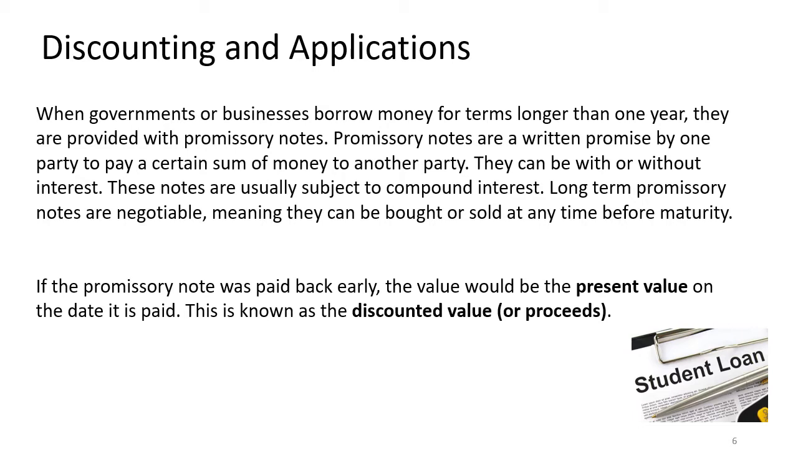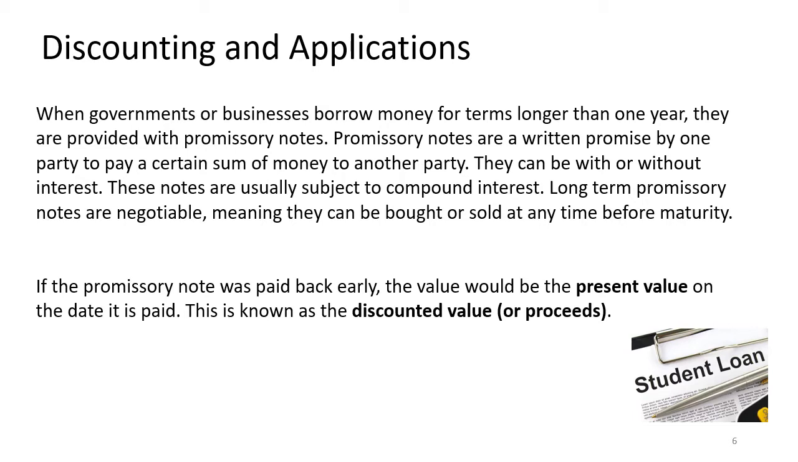The benefit of these is that if they're long-term notes, they can be bought or sold at any time before maturity. So let's say they decided to pay their loan back early. What I want to do is figure out what that value is. Let's say you're giving a family member a loan and an IOU, or a loan agreement, without interest. You're just lending them some money, maybe they need a few bucks, and in 2 years they'll pay it back.